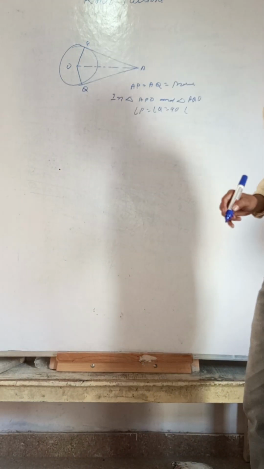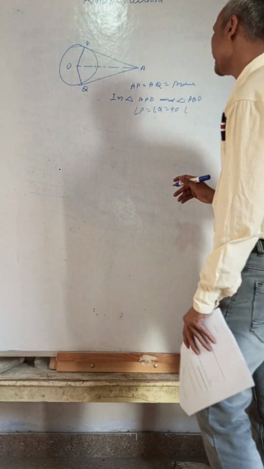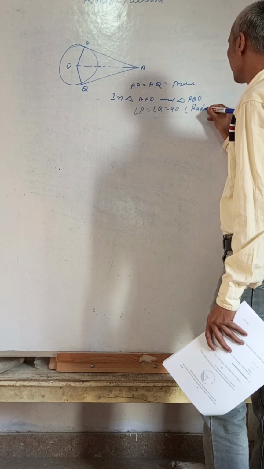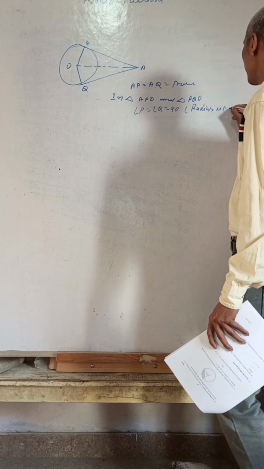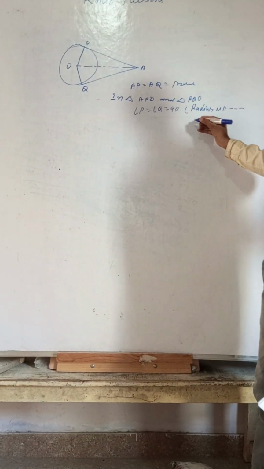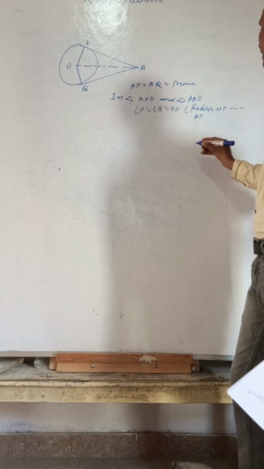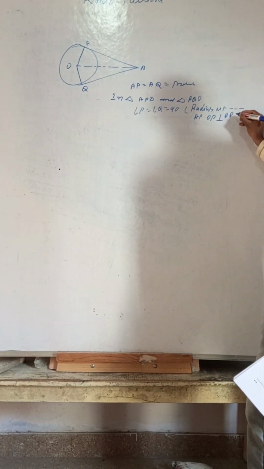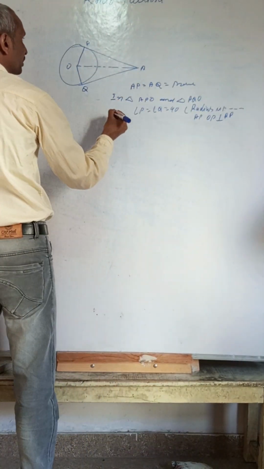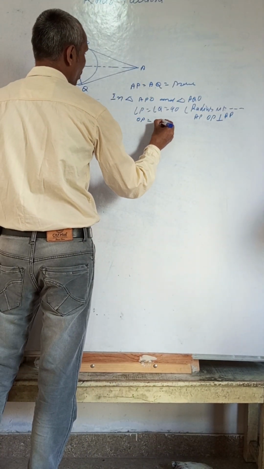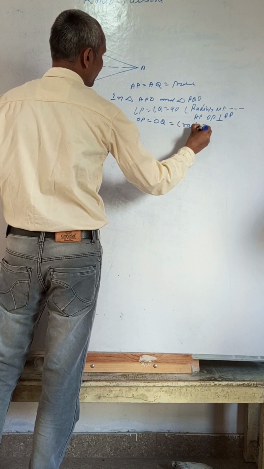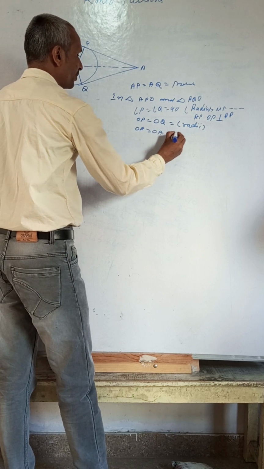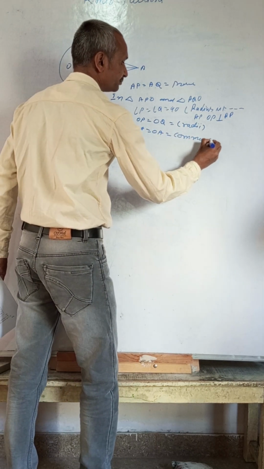Because the radius is always perpendicular to the tangent. So you can write OP is perpendicular to AP. At another point, you can write OP is equal to OQ. Why? Because radii of the circle are always equal. Now you can write OA is equal to OA, a common side.